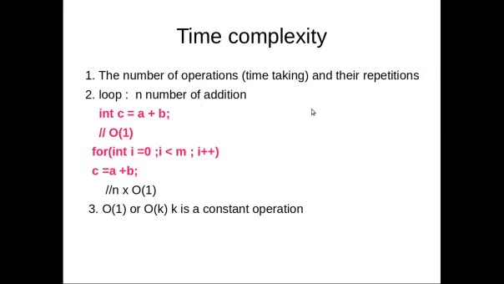Filling the bucket and filling the tanker will take some constant amount of time, that is denoted by order of 1, or order of k. That means O of k. That is a notation. How do you represent the time complexity?